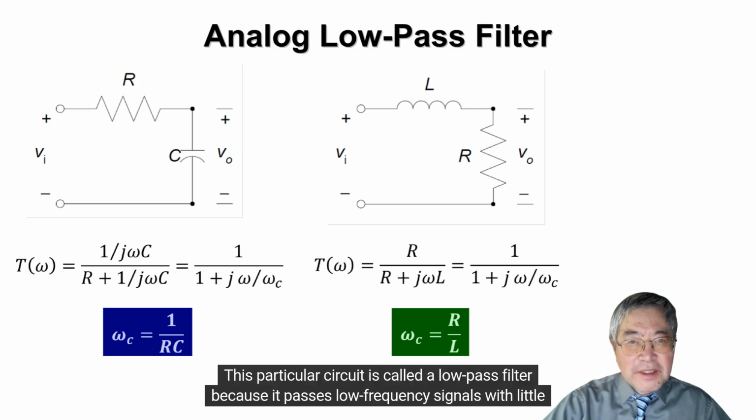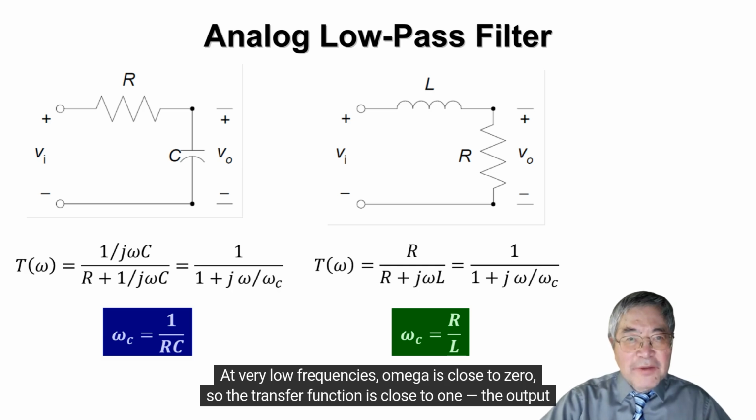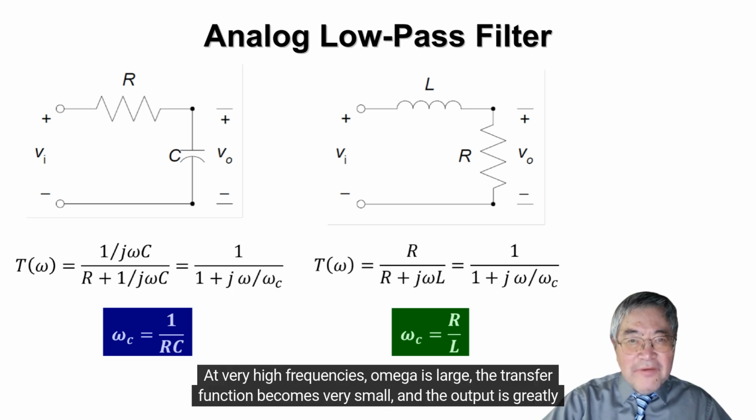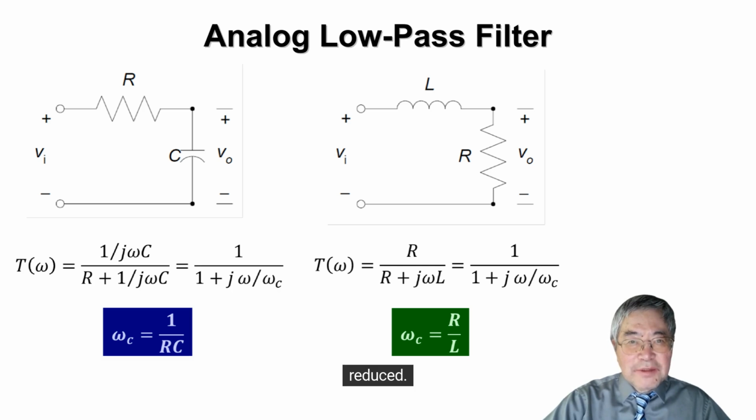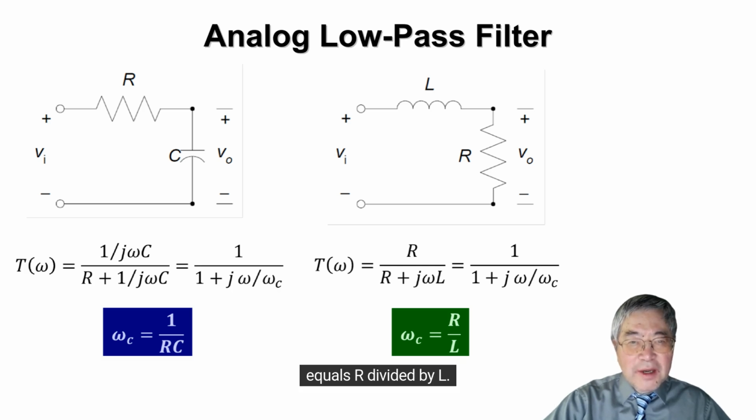This particular circuit is called a low-pass filter because it passes low-frequency signals with little attenuation but strongly reduces high-frequency components. At very low frequencies, omega is close to 0, so the transfer function is close to 1. The output nearly matches the input. At very high frequencies, omega is large, the transfer function becomes very small, and the output is greatly reduced. The inductor-resistor version on the right works the same way, except its cutoff frequency omega sub c equals r divided by L.